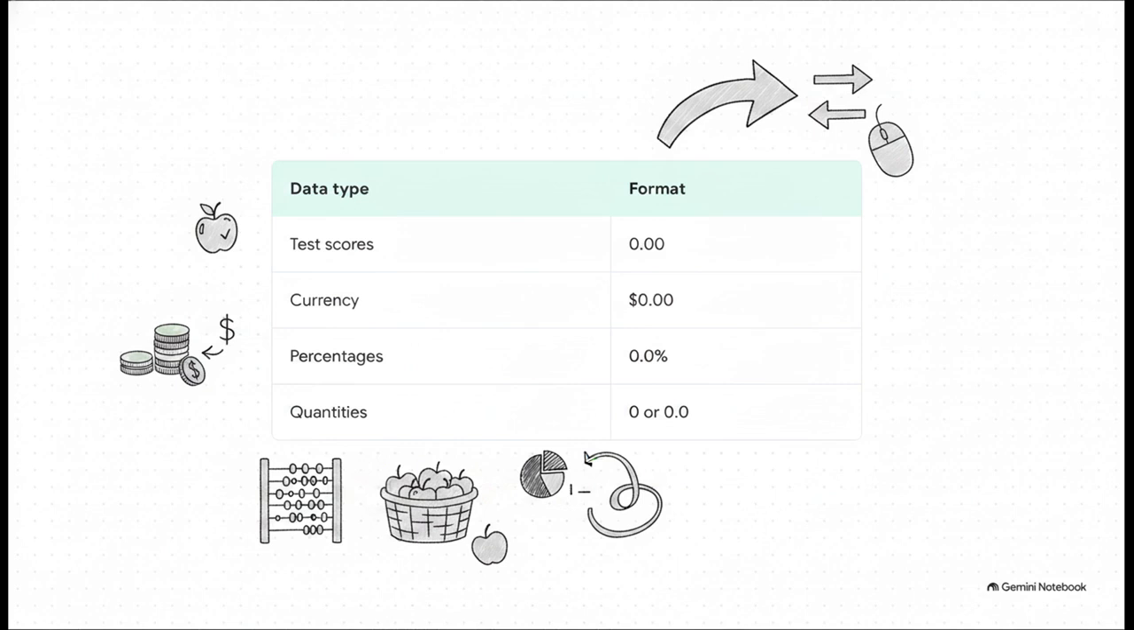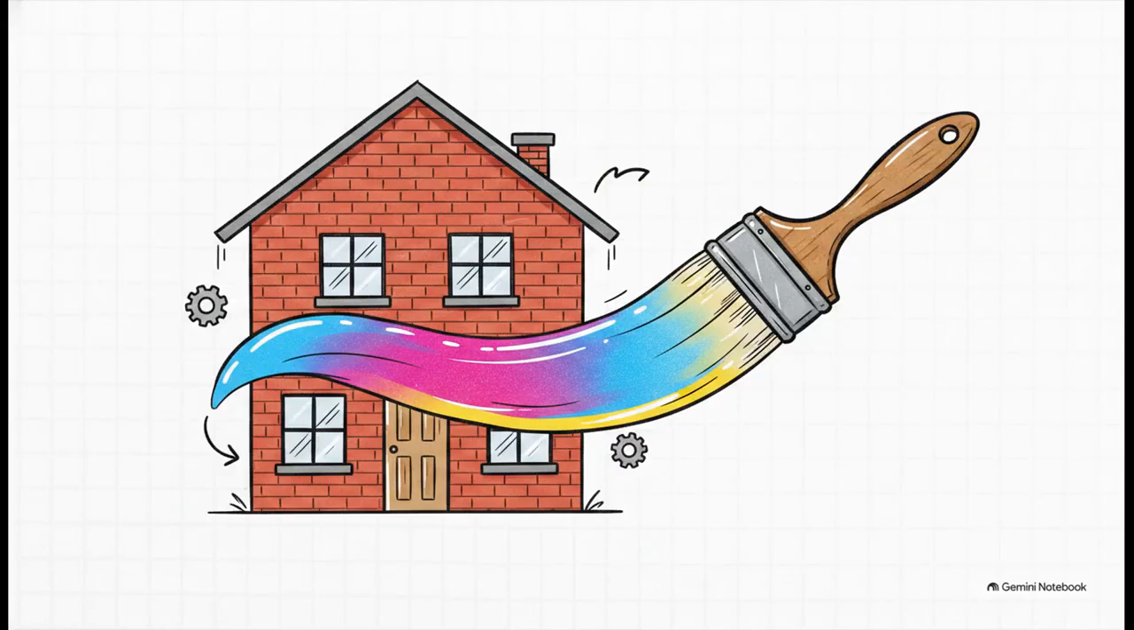Test scores, 2 decimal places are perfect. Currency definitely needs a $ sign and 2 decimals. Percentages might just need 1 decimal, while whole number quantities, like averaging apples, are best served with 0 decimal places. The crucial thing to remember here is that formatting is just a visual layer. It's like slapping a fresh coat of paint on a house. Whether you tell Excel to show you 0 decimal places or 5, the exact underlying calculation remains completely intact in the background. Your math is 100% safe.